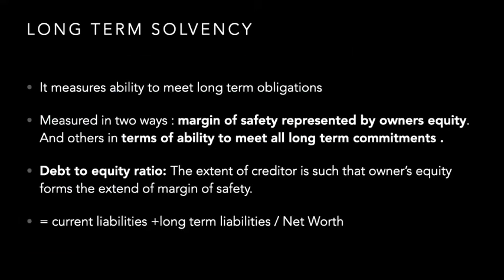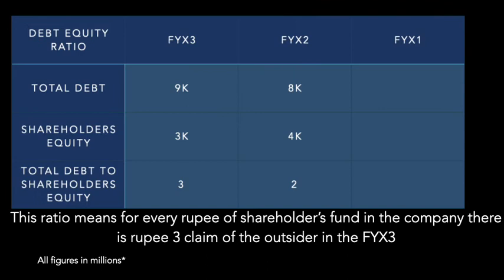The long-term solvency measures the ability to meet long-term obligations that are on the verge of maturing. Here are the ratios concerning them: debt to equity ratio. As previously the formula showed, you can calculate it and get this chart. This ratio means for every single rupee of the shareholders' fund in the company, there is a claim of 3 rupees of an outsider.